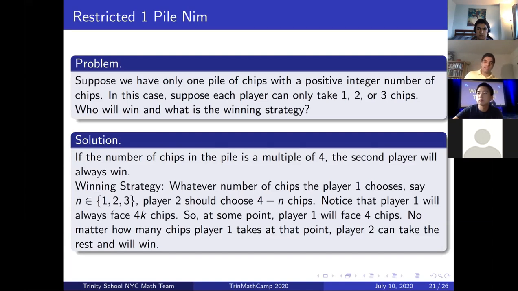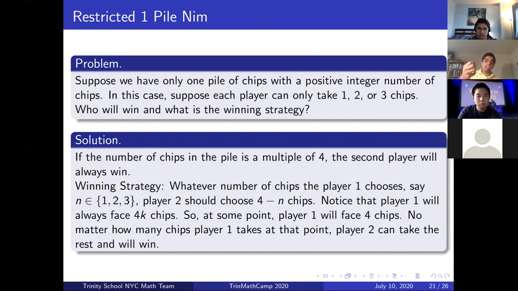The player will face, or something actually called method of descent. You essentially show that at some point the player has to deal with 4 chips. This is true because player 1 will always face 4k chips, and since the number of chips decreases every single time, player 1 will face 4 chips. And so no matter how many chips player 2 takes at that point, whether it's 1, 2, or 3, player 2 can take the rest and win.